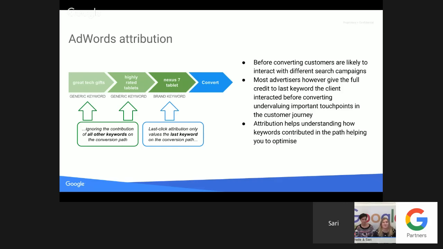We know that customers are likely to interact with different campaigns before they convert. For example, here we can see that the customer first looked for great tech gifts. They clicked on the ad, didn't purchase, but later did another, more specific search. Later on, the customer returns with a clear product in mind, searches again with this term and makes a purchase. By default, AdWords gives credit to the last keyword before the conversion. So in this example, it means that Nexus 7 tablet will get the full credit, whilst keywords contributing to the conversion path are completely ignored.